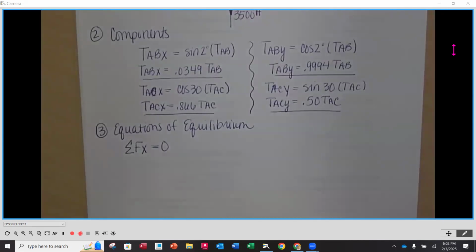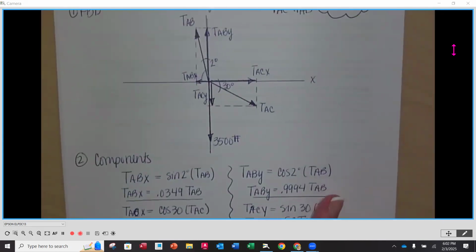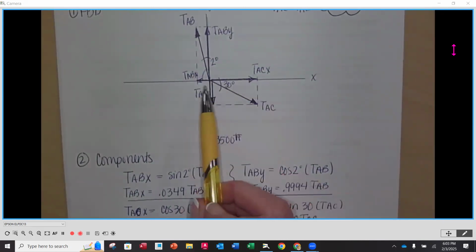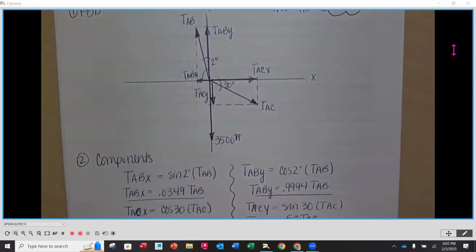So on the left-hand side, we're going to do our sum of our forces in the X. So we're going to go back up to our illustration here, and we're only going to look on the X-axis, okay? So as I go from left to right here, I've got TABX.